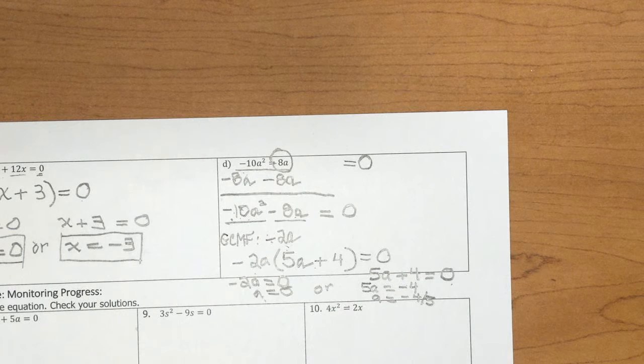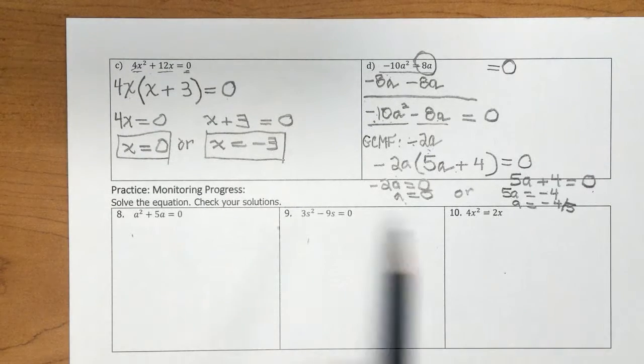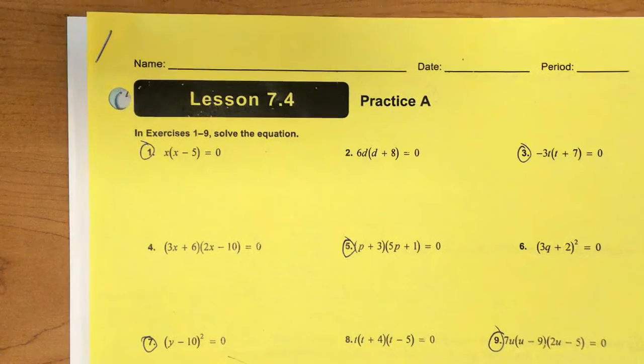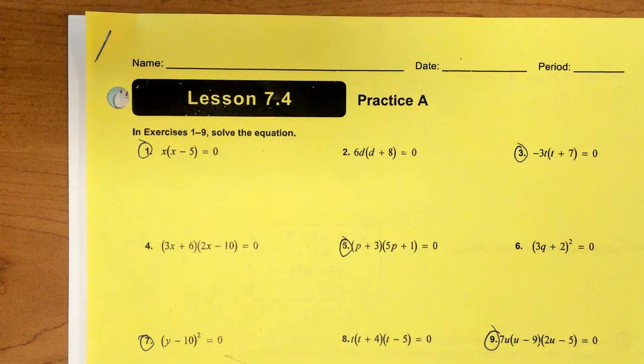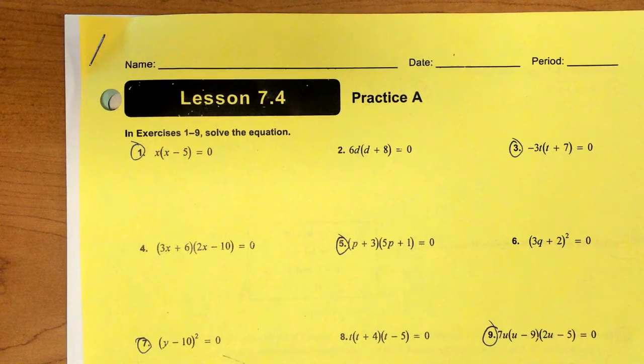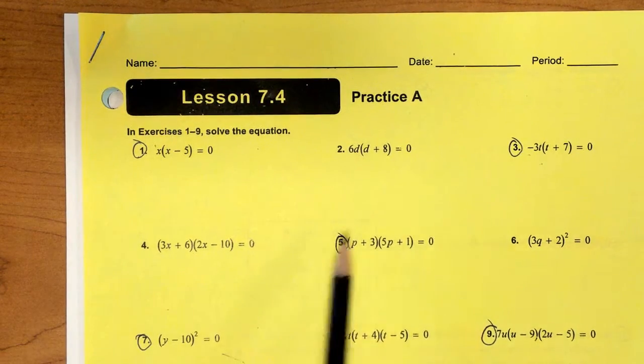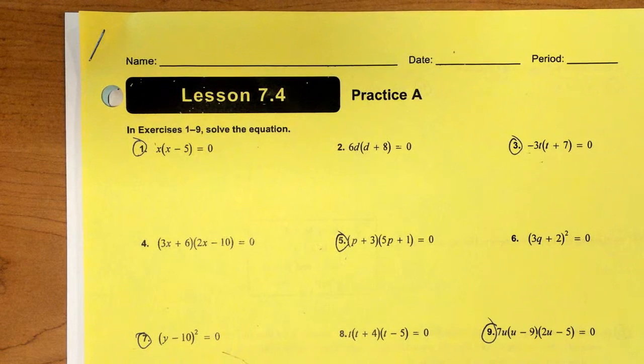Okay, so you've got 3 more problems that you could do to practice to help you out. Now let's talk about the homework. If you were absent Monday and Tuesday of this week, Monday I assigned the odd problems at the top, 1, 3, 5, 7, and 9.